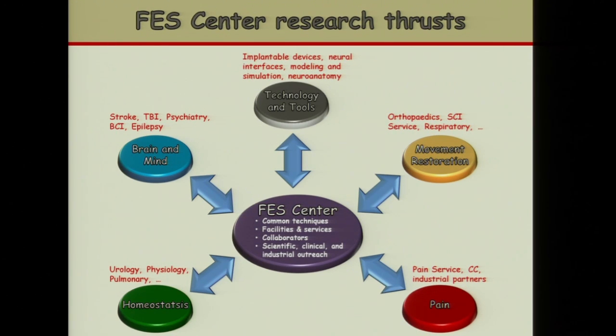We have good relationships with the pain service at the VA and elsewhere with the Cleveland Clinic and with a number of industrial partners who have pain as the #1 application of neurostimulation commercially and clinically. So the industrial partners are particularly interested in improving and expanding this. And finally, and certainly not least, is movement restoration. This is our bread and butter. This is what we're known for. And we'll continue to work with orthopedic, spinal cord injury services, respiratory departments, et cetera. Okay, so the research sort of vision of the center has expanded somewhat.